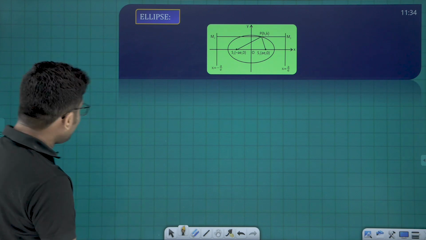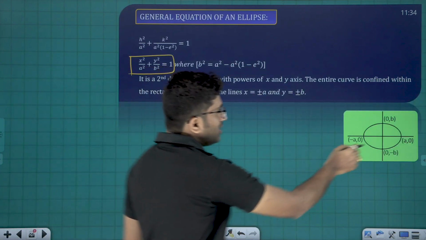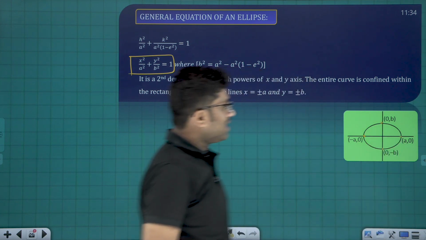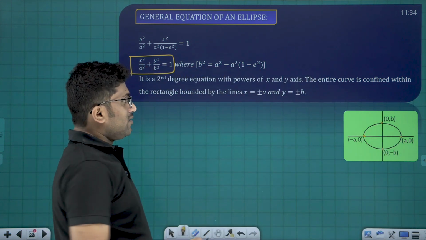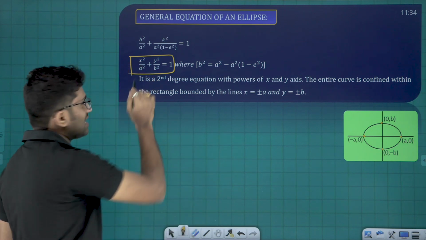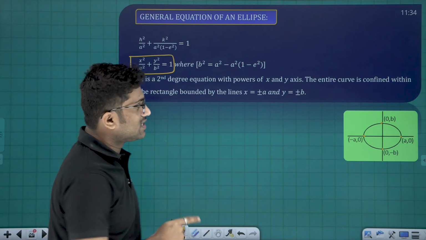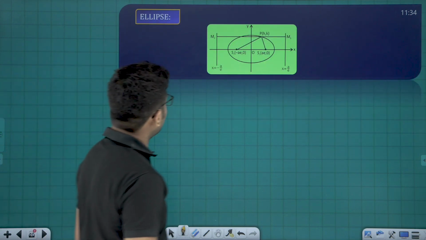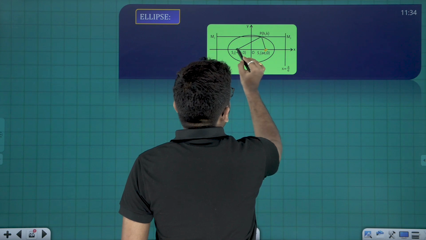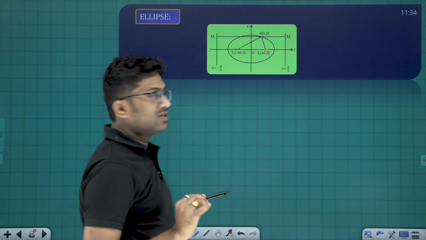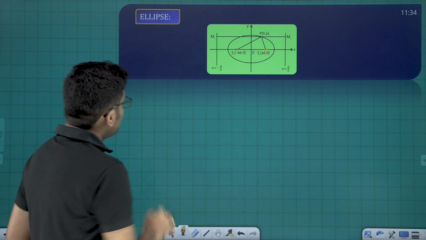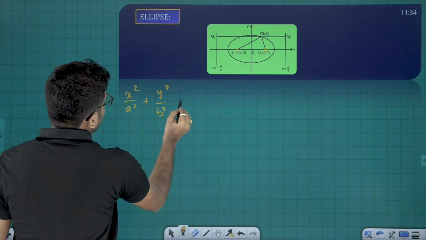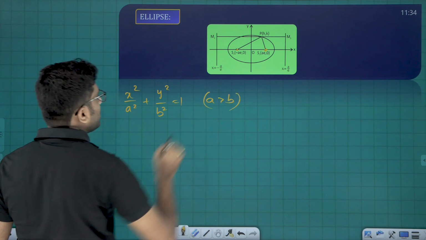This ellipse will be intersecting the x-axis at the points (a, 0) and (-a, 0), and the y-axis at the points (0, b) and (0, -b). Friends, if you see this, it is an equation which has even powers in both x and y. So hence it is symmetric with respect to both the axes. That is why we say it has two foci and two directrices. So for the ellipse x square by a square plus y square by b square equals 1, that is a horizontal ellipse, a should be greater than b.